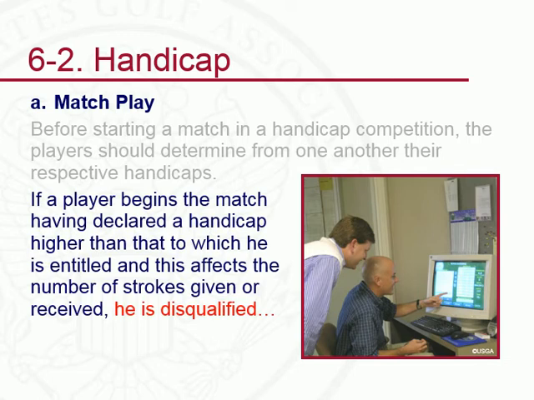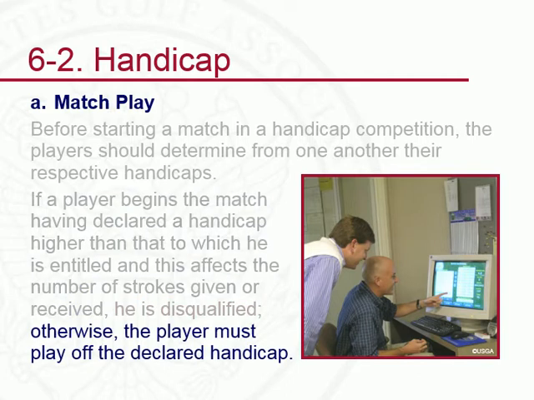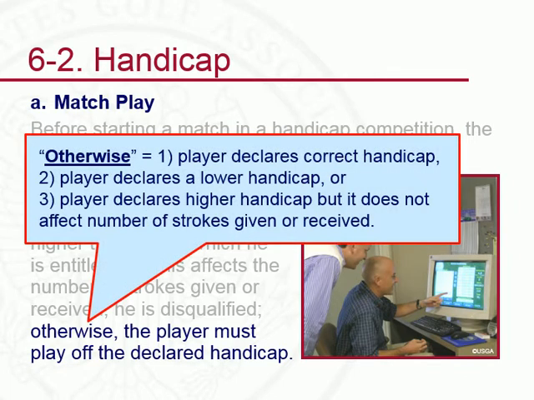If a player begins the match having declared a handicap higher than that to which he is entitled, and this affects the number of strokes given or received, he is disqualified. Otherwise, the player must play off the declared handicap. Now, what do we mean by otherwise?